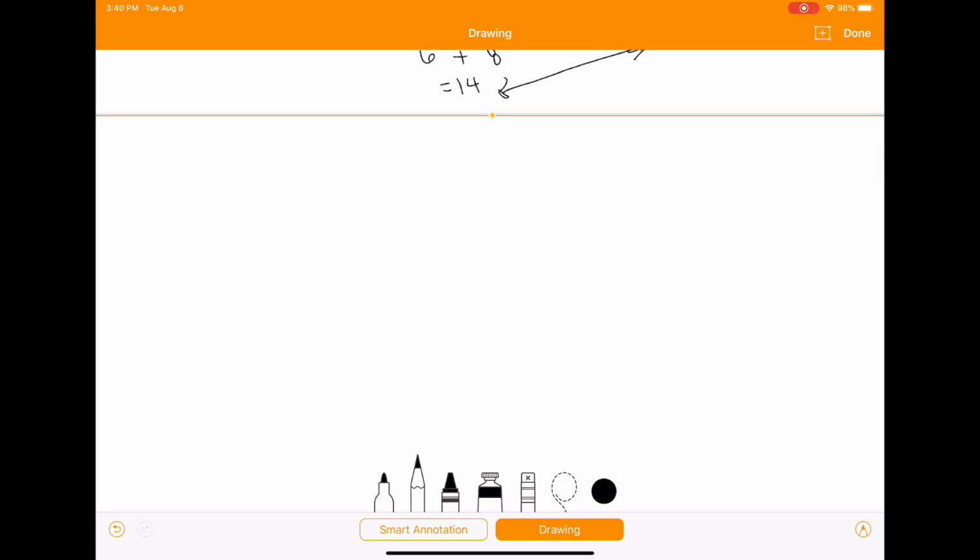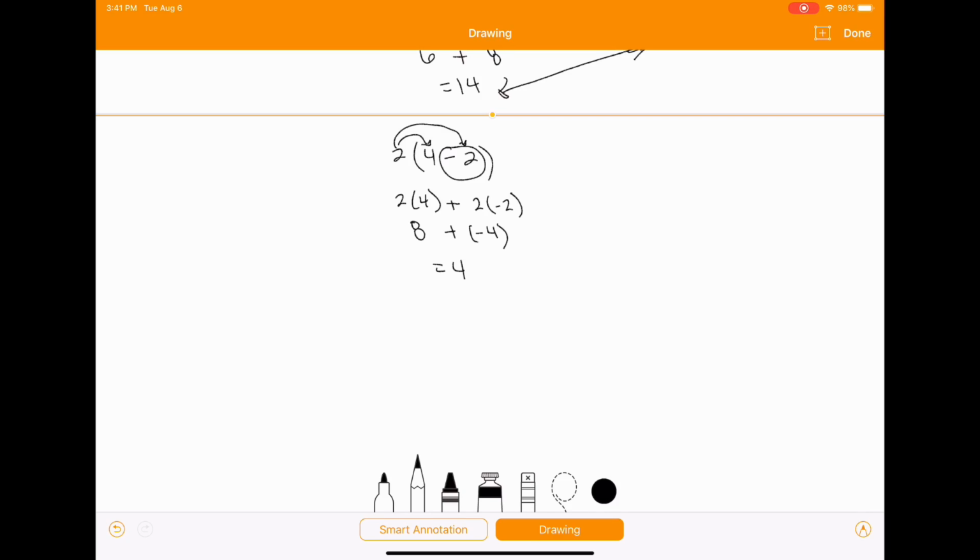Now, if you have something like this, where you've got 2 times the quantity 4 minus 2, then again, you're just going to distribute here. So 2 times 4 plus 2 times negative 2. So 8 plus a negative 4, and you'll be left with 4.